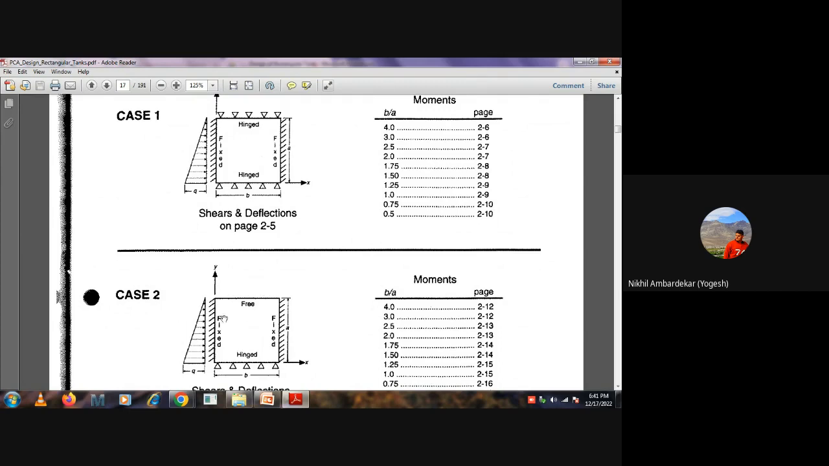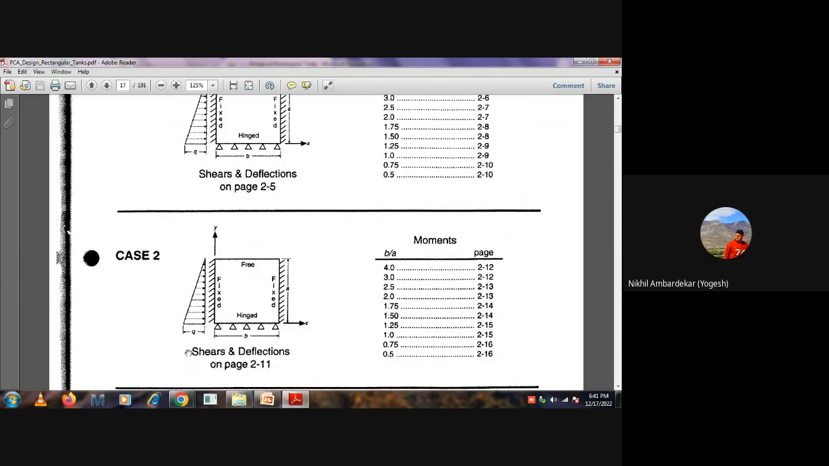So what happened in this case 2? In case 2, two sides are fixed, the bottom is hinged, and now you can see the top of the wall is free, as against case 1, where the top of the wall is also hinged. Correct? Yes, sir. And the right side is the same thing, it will never change. So you will get B by A, based on that you can find your aspect ratio and directly go to the page number.